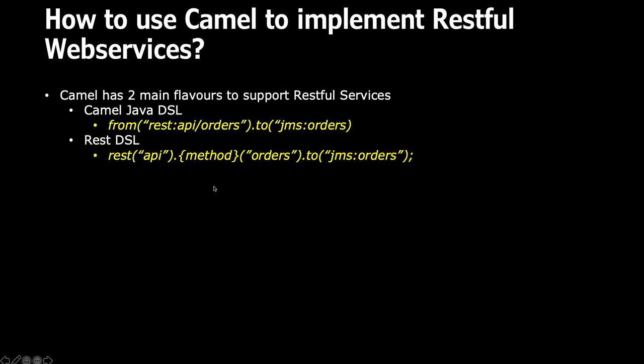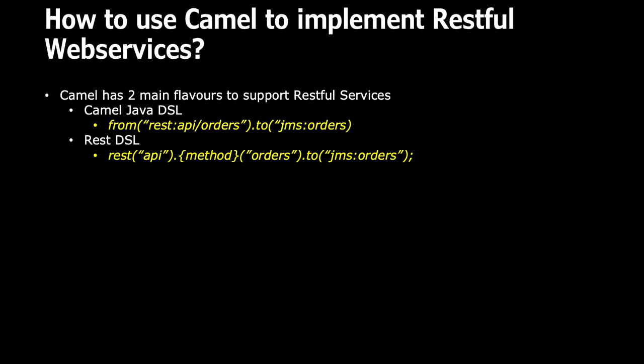Okay, so you're basically saying rest dot get orders to this thing. My personal preference is the second option over here. And when I try to build some example using this mechanism, you will realize why I'm saying that.